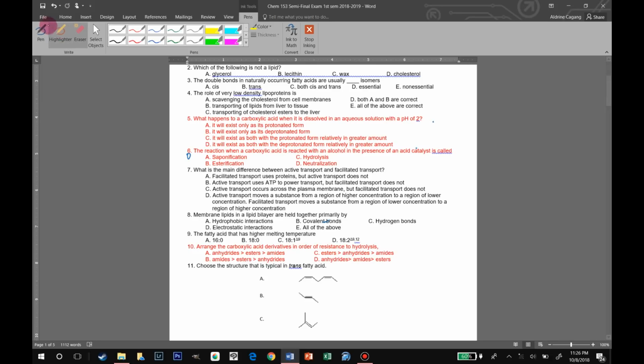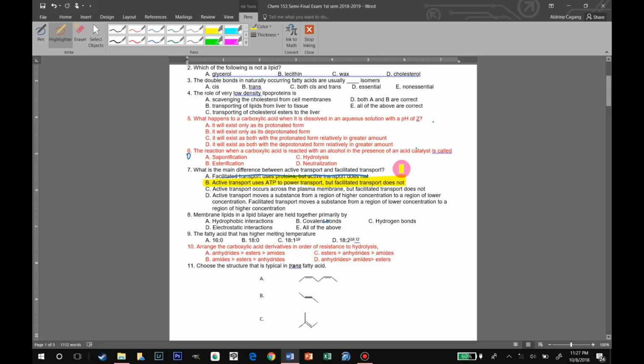Oh yeah, and by the way, your active transport, because it uses ATP, it also makes use of proteins. So letter A is out of the question. Both facilitated and active transport make use of proteins. So active transport uses ATP to power transport, but facilitated transport does not. Seems like a correct answer.